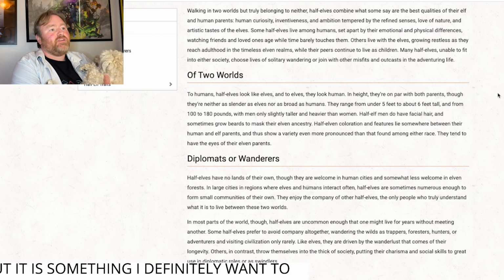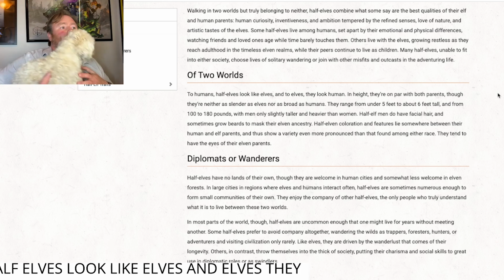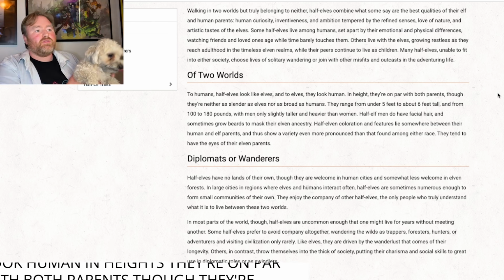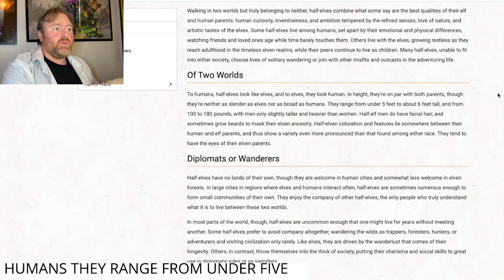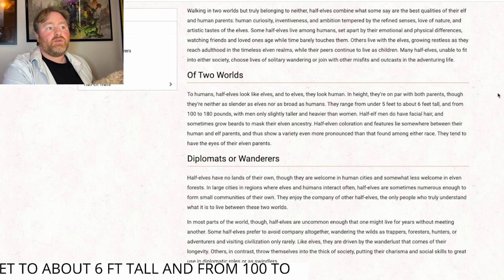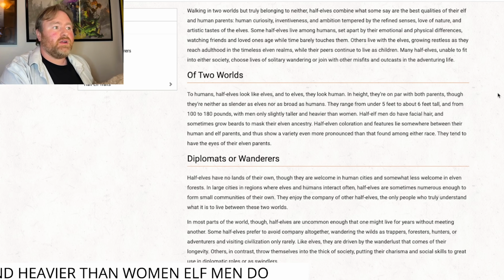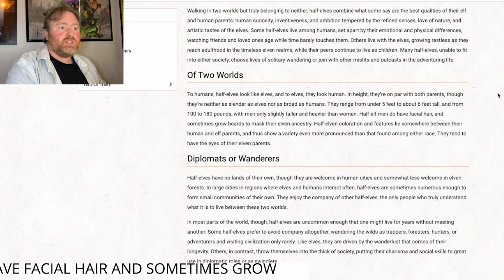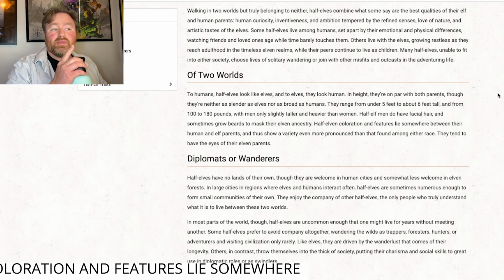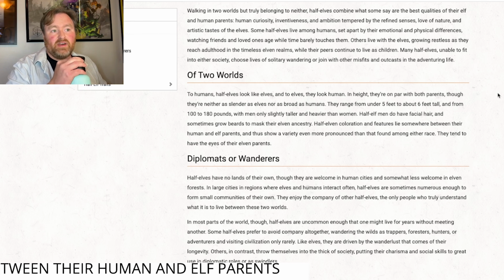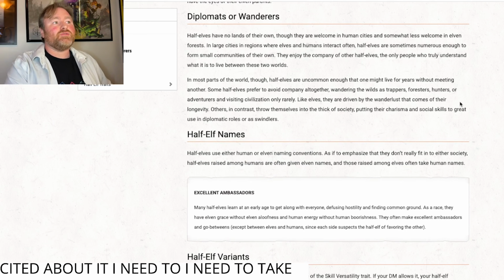Of two worlds. To humans, half-elves look like elves, and to elves, they look human. In height, they're on par with both parents, though they're neither as slender as elves nor as broad as humans. They range from under 5 feet to about 6 feet tall, and from 100 to 180 pounds, with men only slightly taller and heavier than women. Half-elf men do have facial hair, and sometimes grow beards to mask their elven ancestry. Half-elven coloration and features lie somewhere between their human and elf parents, and thus show a variety even more pronounced than that found among either race. They tend to have the eyes of their elven parents. It's interesting.